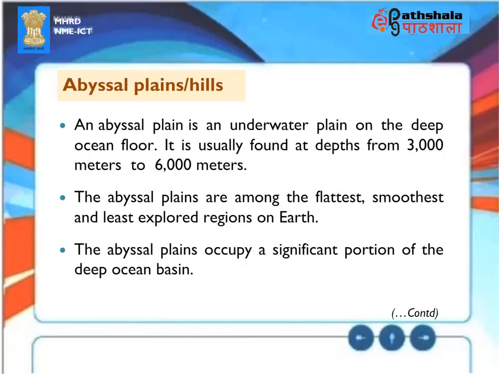Abyssal plains and hills. An abyssal plain is an underwater plain on the deep ocean floor. It is usually found at depths from 3,000 meters to 6,000 meters. The abyssal plains are among the flattest, smoothest, and least explored regions on Earth. The abyssal plains occupy a significant portion of the deep ocean basin.